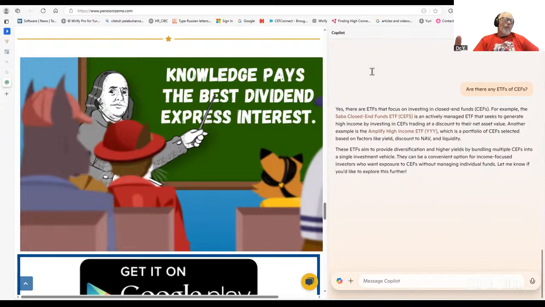Well, the answer is trying to cover all the grounds, all the points, and also what we have here, and what I'm sharing on the screen. I'm hoping you see it, because the pilot is supposed to have some technical glitches. It's not an excuse, but can you see the screen which says knowledge pays the best dividend, express interest? Yeah, I see that. All right.